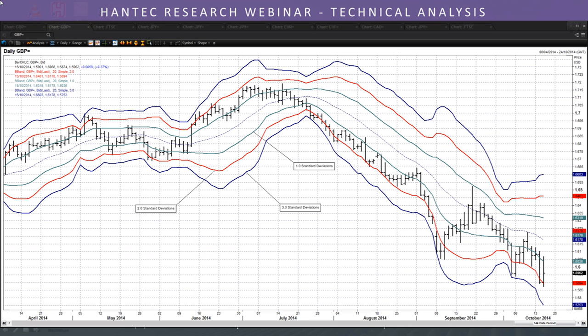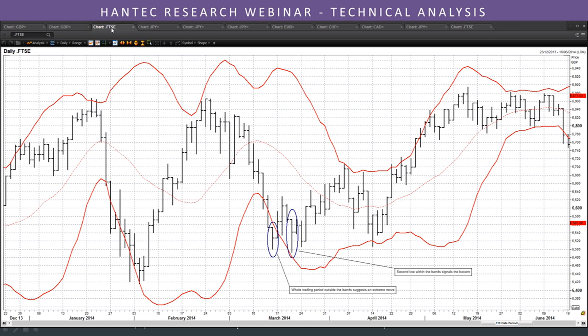Now, I've got a chart that can help you see this. Okay, so this is FTSE back in March, where we've got basically just wanging around all over the place, wide Bollinger Bands suggesting highly volatile, and that was exactly the case back in March. And we had a move that came outside the Bollinger Bands and subsequently moved back inside it.